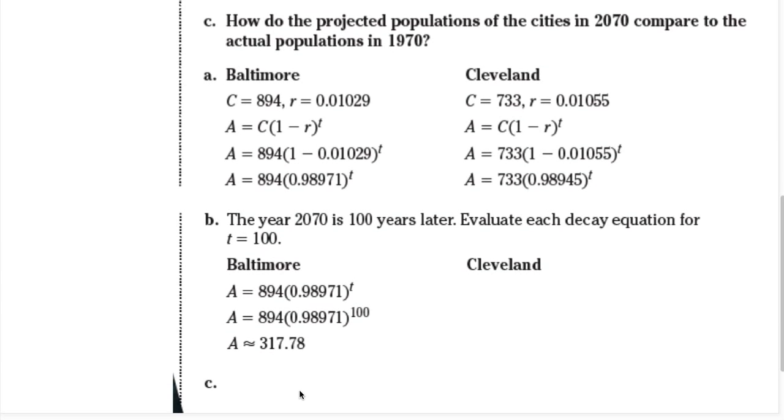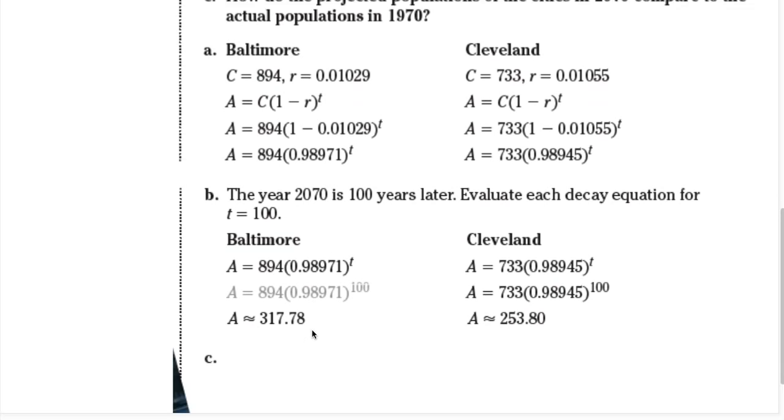And then we substitute the value of 100 for T, and using a calculator, A is equal to 317.78. We'll do the same thing with Cleveland. Get our expression from A, substitute T with 100, and end up with A equals 253.8.